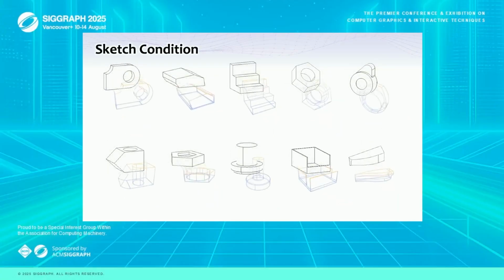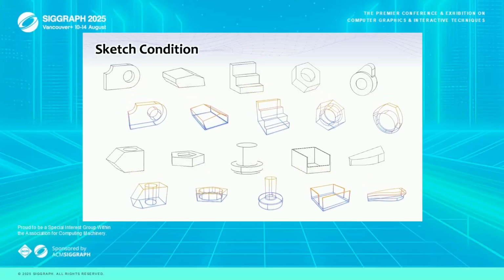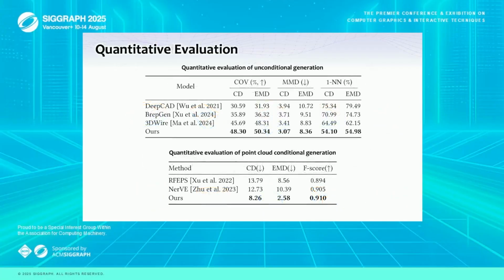We also explore the ability of our model to generate 3D wireframes from sketches. The results show that our method can interpret both the geometric and structural cues from sketches and further generate complete and even novel wireframe structures. So we conduct the quantitative evaluation under 2 settings, unconditional generation and point cloud conditional generation. In both settings, our method achieves a better performance.